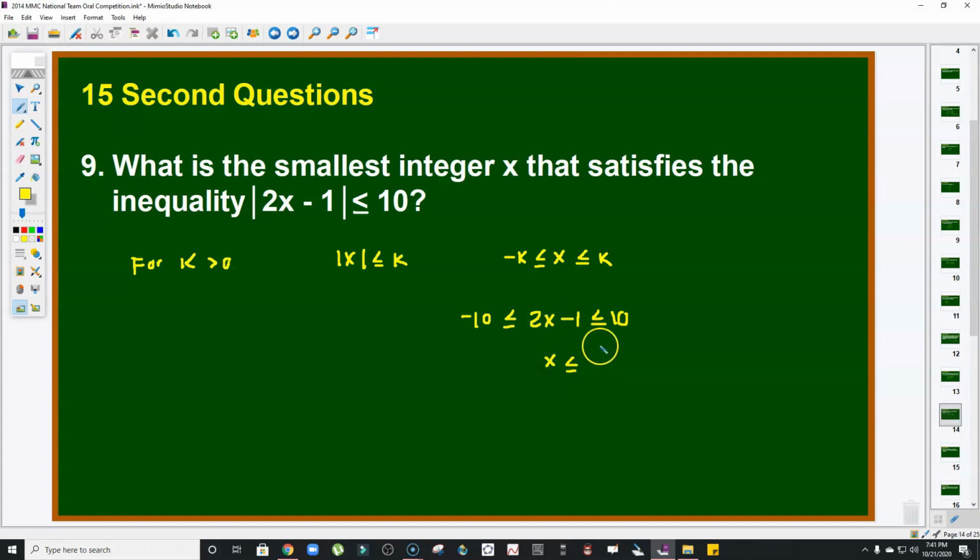From here, we have 11 over 2, and here, we have negative 9 over 2. Take note, we are after the smallest integer. This is negative 4.5, so the smallest integer value of x that will satisfy this inequality is simply negative 4. Actually, you can easily check it.